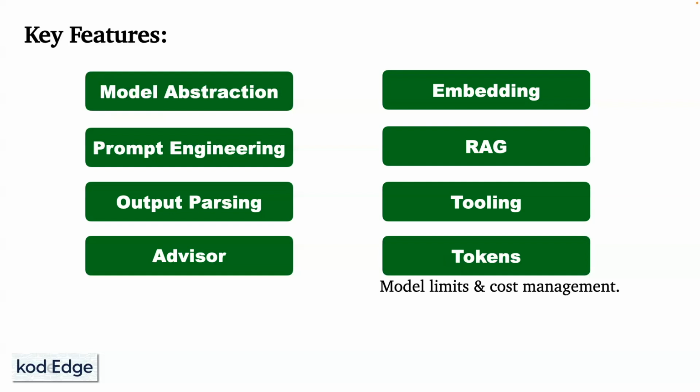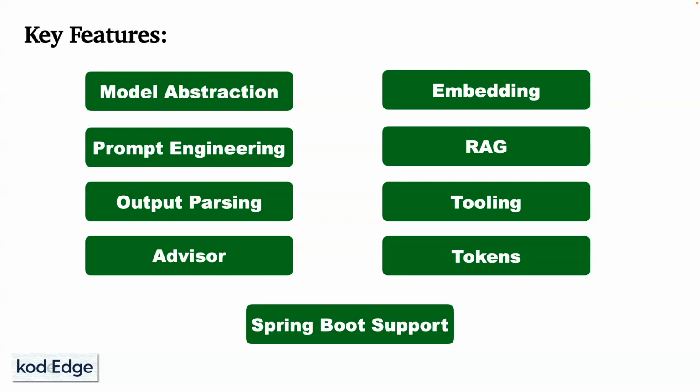So Spring AI provides a mechanism to track and manage this usage. Last is Spring Boot support. With Spring Boot, you get the Spring Boot auto configuration, observability using Micrometer metrics, logs, tracing, and reactive API support for both blocking and reactive programming.